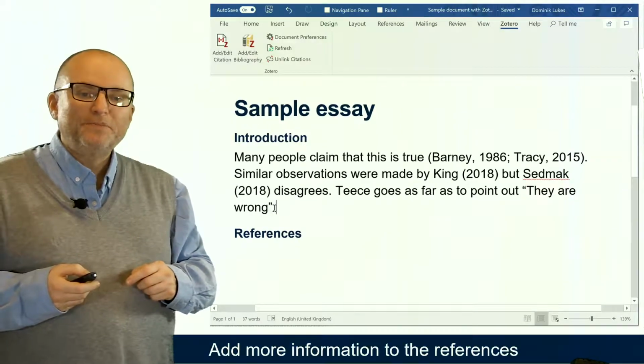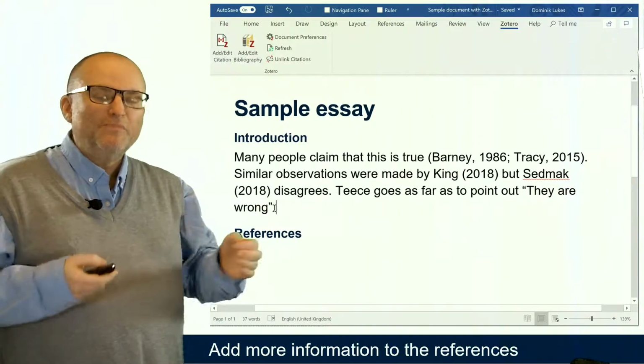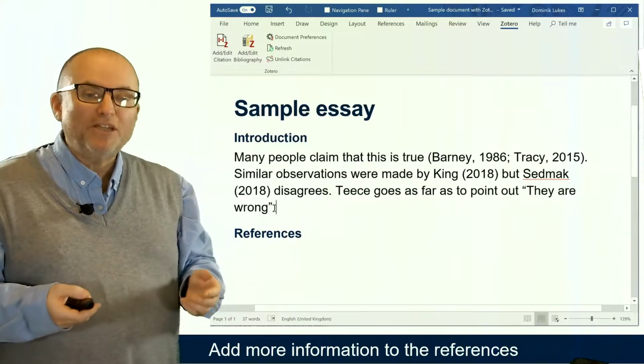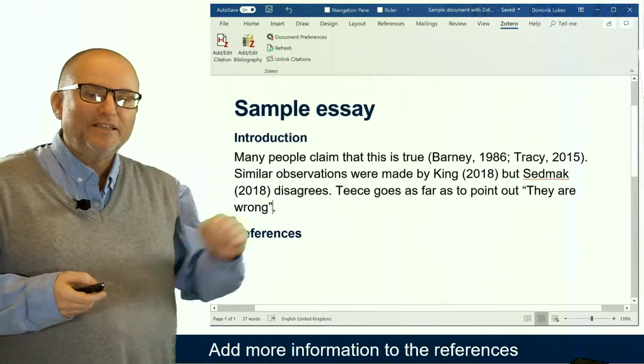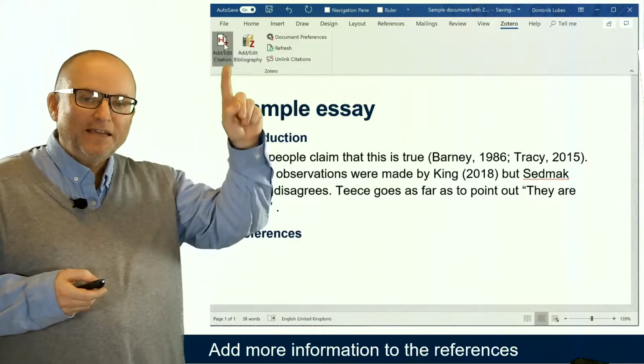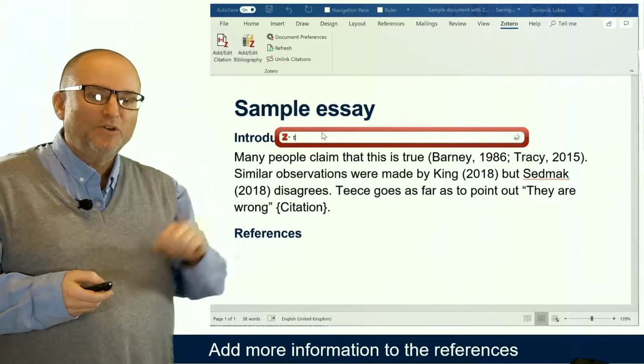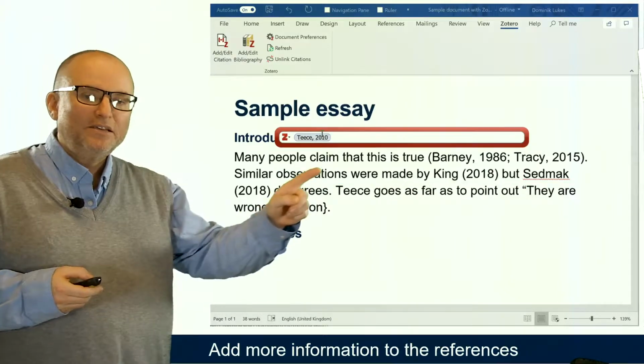So for example, often you want to add more information to go with the reference, for example, page numbers or some prefixes. So let's have a look at how that works. So we're going to click at the end where we want to add that, add edit citation, do a search, and choose what we want.